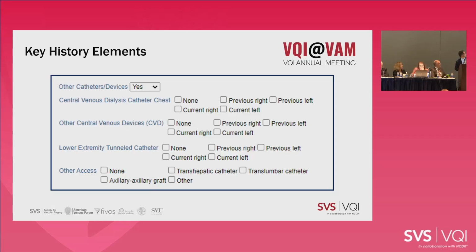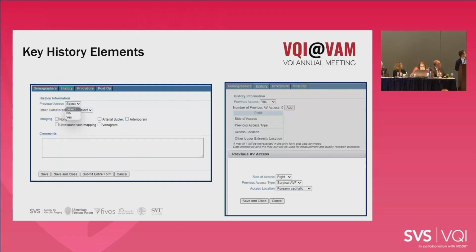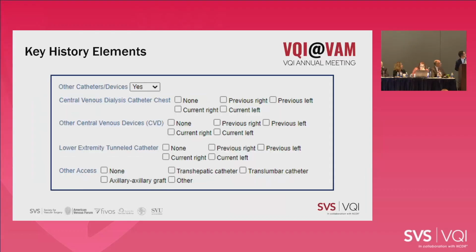Right. So yeah, this would be catheter. So one of these would be yes. Previous other catheter, yes, and so there would be something in the chest, presumably at some point. Probably previous right or left. Probably right.